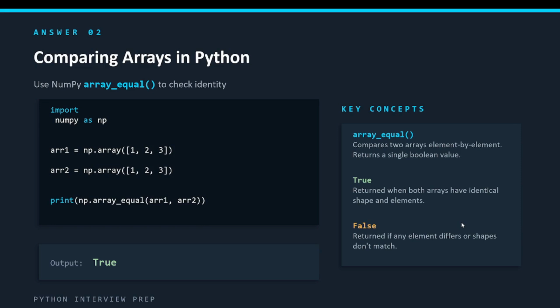The key takeaway from this slide is this: whenever you need to verify whether two NumPy arrays are completely identical in both shape and values, always use np.array_equal. It is clean, efficient, handles shape mismatches gracefully, and returns a single boolean that is easy to use in conditional logic and validation checks.